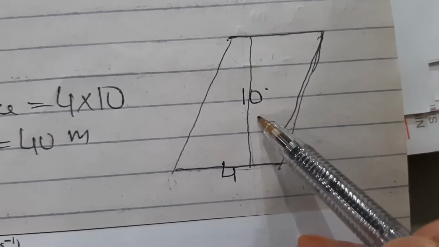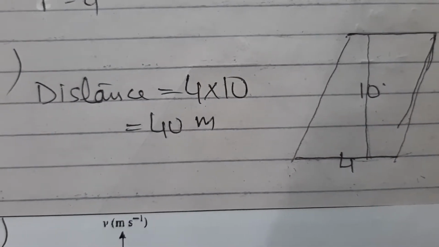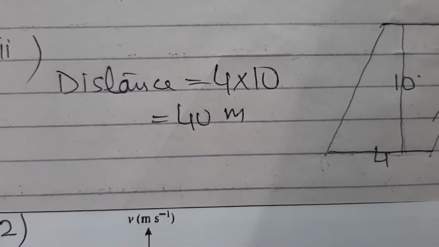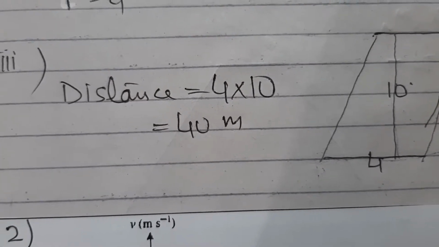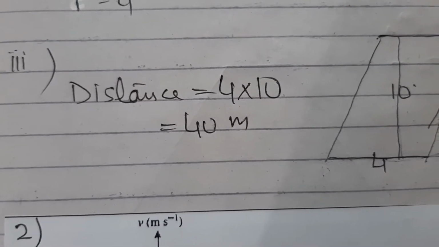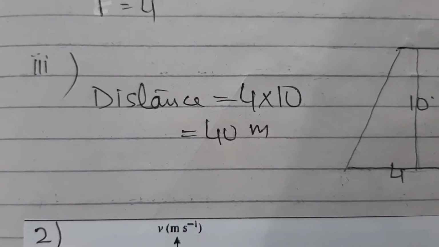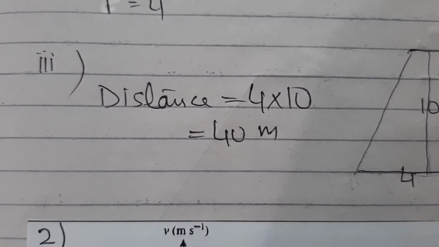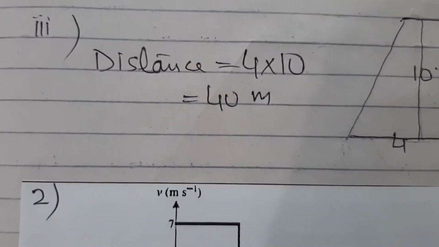So 4 times 10 is 40. So it is 40 meter, the distance between P and Q, and this distance will remain same because the object is moving with the same velocity afterward. So if the question says will the distance remain same throughout, you will say yes. Afterward, once Q reaches the velocity of 10 meter per second, then the distance between P and Q will remain 40 meter. Okay, so now let's see another question.